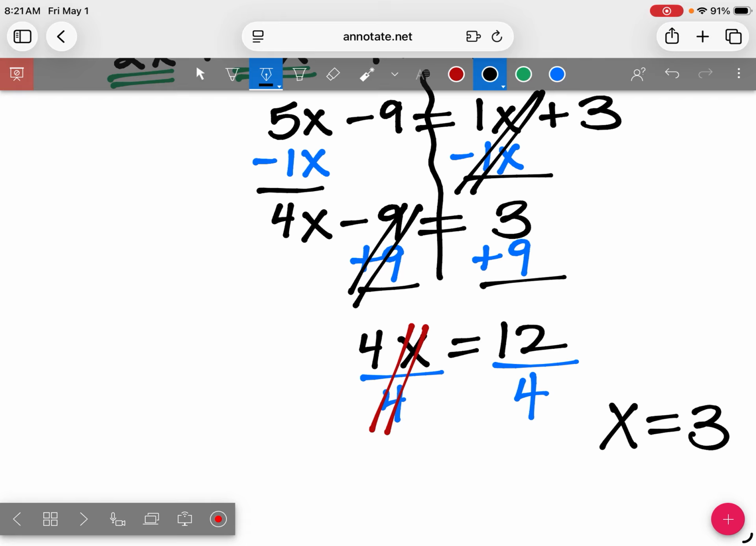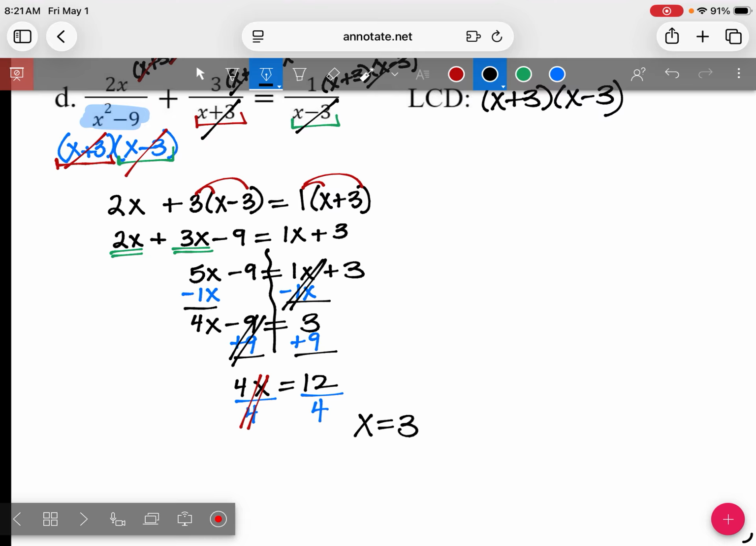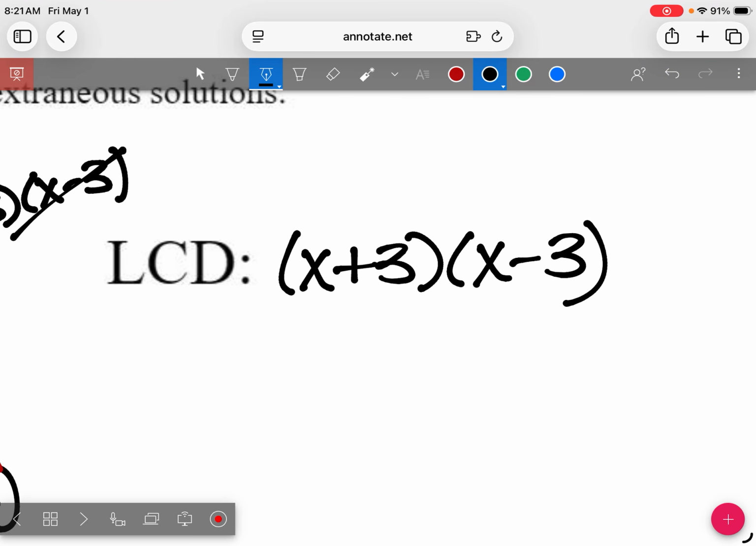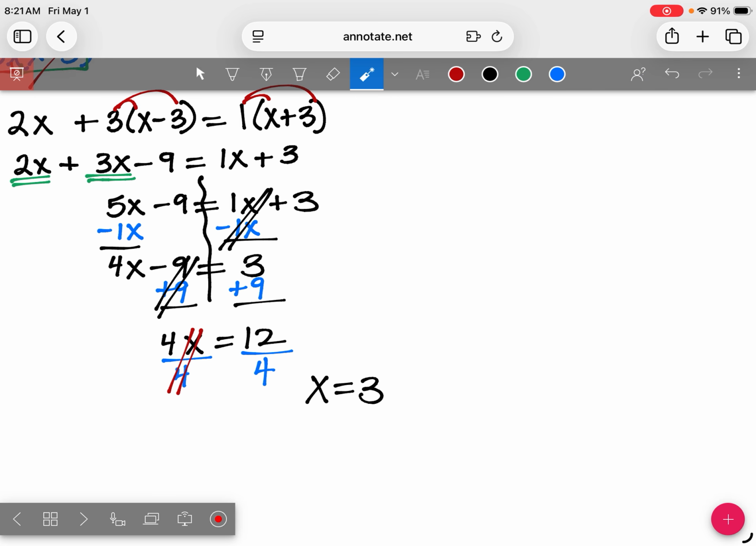Are we done? Nope. Cannot stop there. Whenever you get an answer, you have to go back here. You have to make sure that under all circumstances, those two parentheses are not 0. They cannot be 0. So if I put a 3 here, 3 plus 3 is 6, I'm cool. But the problem is here. What's 3 minus 3? All right, so we don't have a solution. The answer I got, I cannot use. So this has no solution. You always go back and check it in your LCD.